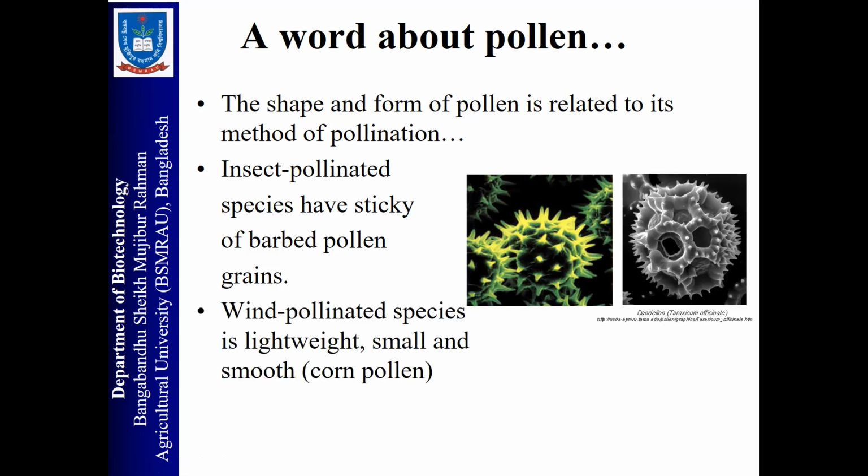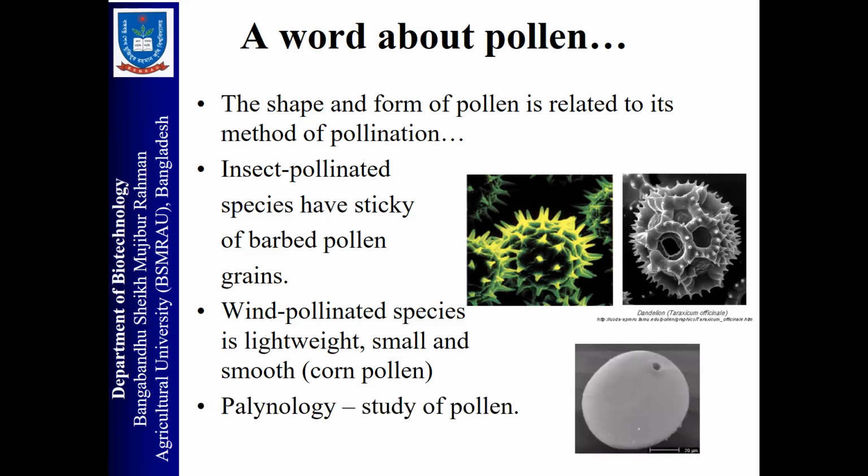Wind pollinated species have lightweight pollen. Pollen are lightweight, small, comparatively, relative to insect pollinated pollen, and smooth. For example, corn pollen. Corn means maize, and here you can see a very nice structure, very smooth and very small corn pollen. So if you compare with the previous one, dandelion pollen is the upper one, and the lower one is the maize pollen.